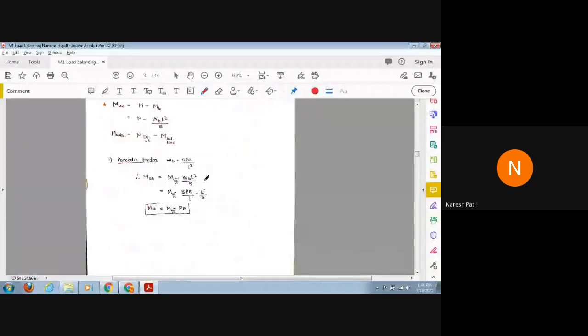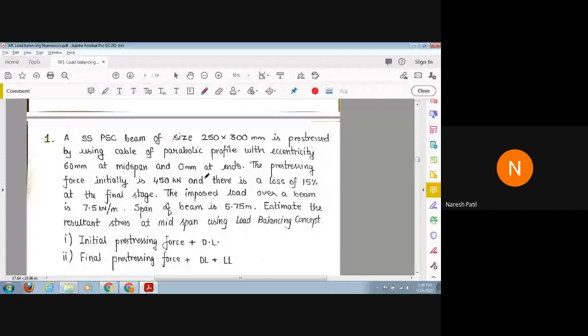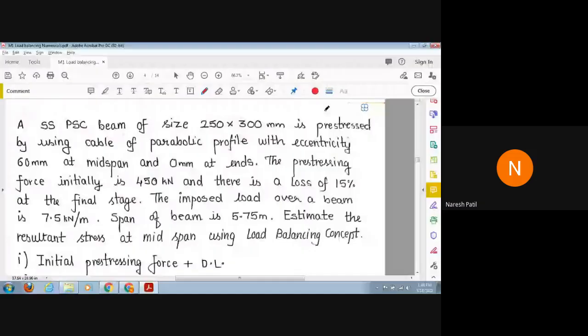Who has a doubt on this? Please ask if you have any doubts. Otherwise, we'll solve the problem, and when I solve the problem, we'll get to know very clearly. Does anyone have a doubt? Otherwise, we'll go to the solution of problems. There you will get to know exactly what the load balancing method is. So we'll solve the problem here.